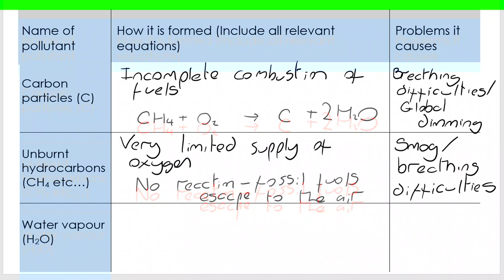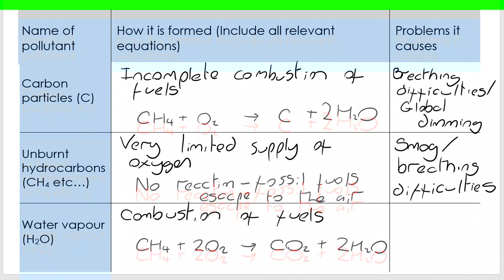Finally, water vapour. And the water vapour comes from combustion of fuels. Seen many examples. I've done complete combustion of methane there. And it's actually the predominant global warming gas. 60% of the global warming gases that exist are water vapour. But it stays in the atmosphere for a shorter time because it's part of the water cycle.